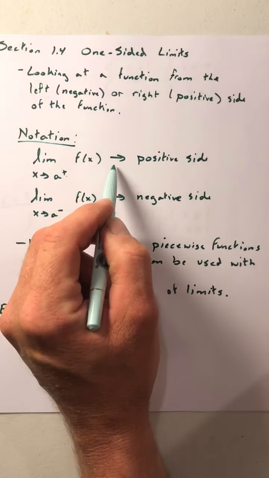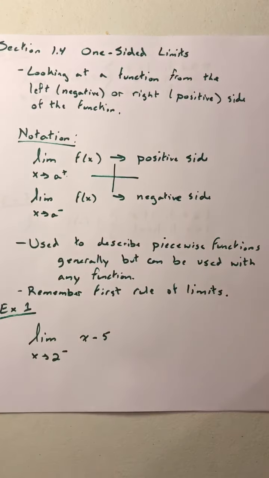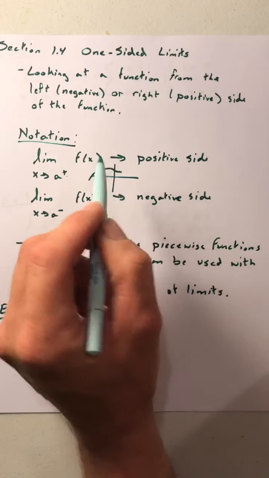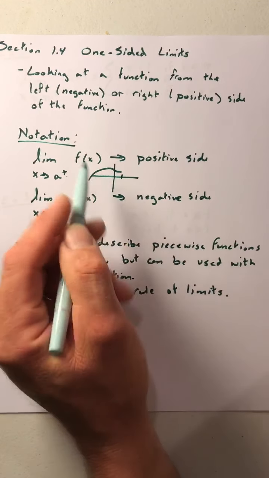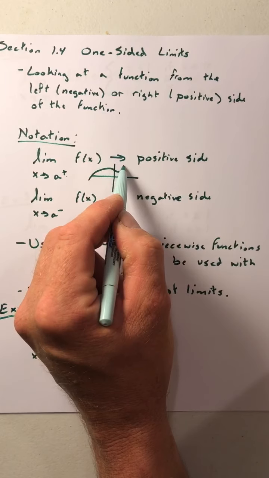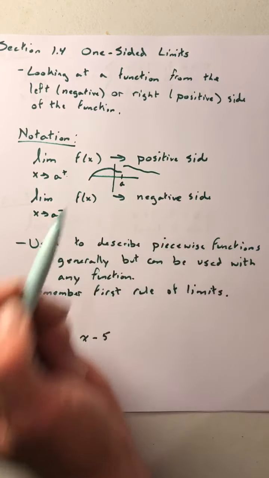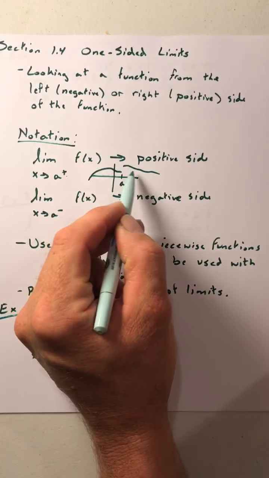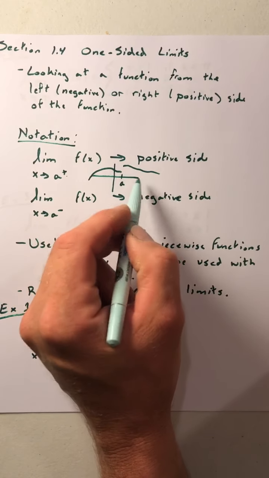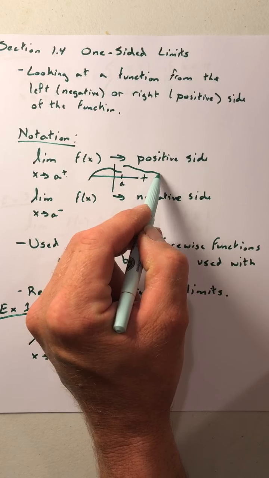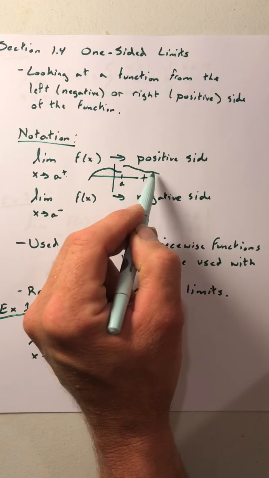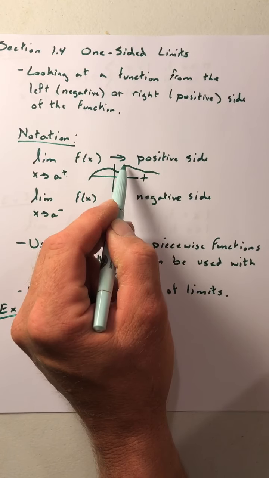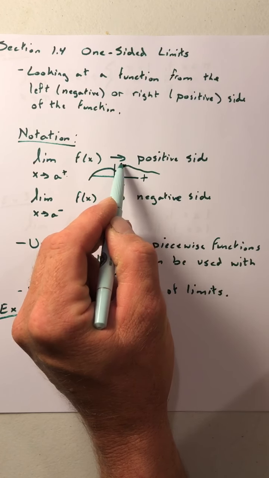Well, what does that mean when we talk about a graph? So if we have a branch coming in this way, and maybe this is our a value here, and then maybe we have coming from this side. So if we're looking at the positive side of a, the positive side of a is going to be on the right side. So we're looking at this branch coming to a, and the right-sided limit, or the positive side of this limit, is going to be this value in here.